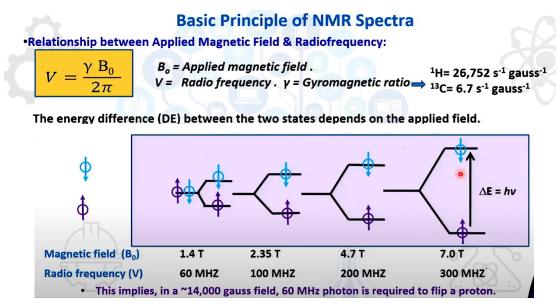If you provide IR, that will be higher energy, so it cannot match. So we know from quantum theory, only whenever it exactly matches, it will be absorbed, or it will be emitted. If you provide higher energy, it will not be absorbed, it will pass through. The energy gap that is generated matches only with your radio frequency energy. That's why you need radio frequency.